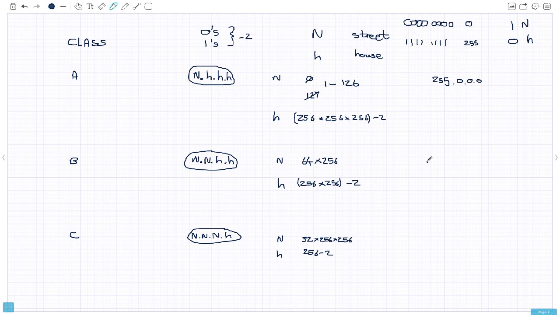A class B would be 255.255. Try to really emphasize the dot there. Dot 0, dot 0.